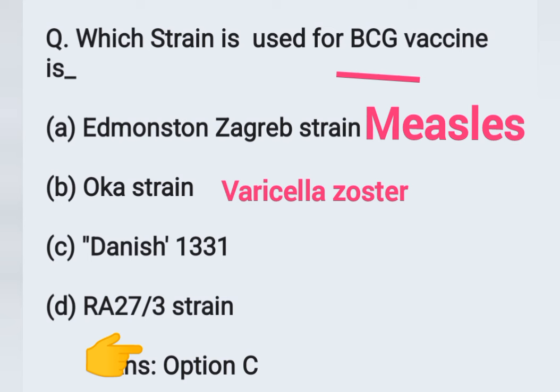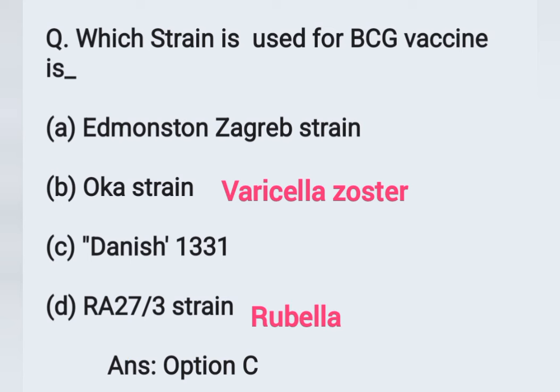And the first option, Edmonton Zagreb strain, is used for the preparation of measles vaccine. And the second option, Oka strain, is used for the preparation of varicella zoster, which causes chickenpox. And option D, RI27/3 strain, is used for the preparation of rubella vaccine. BCG vaccine strain is Danish 1331.